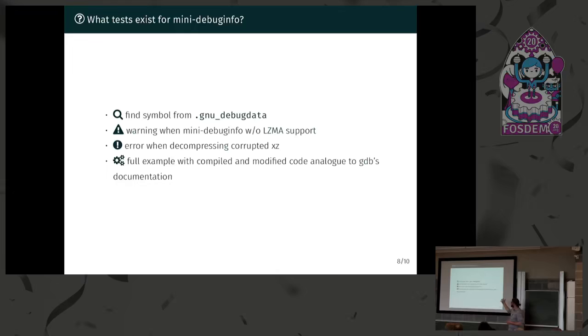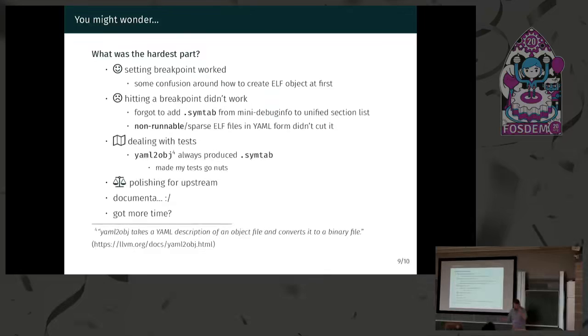And the last one was the tricky bit. There's a GDB manual page where it says how you construct a binary that has this mini debug info installed. And I need to replicate that in LLDB, because that is the only way I can really set and hit a breakpoint.